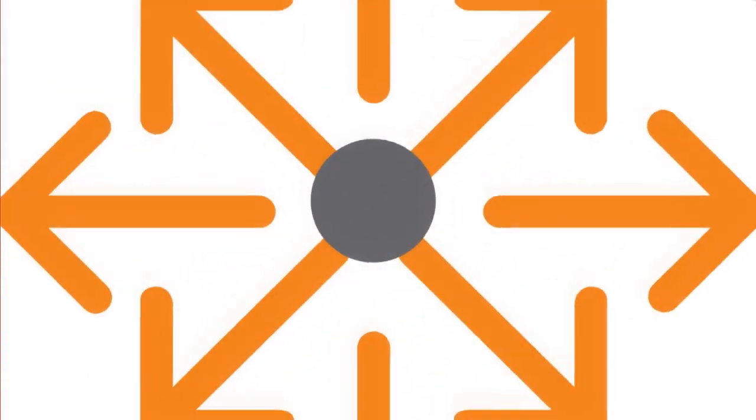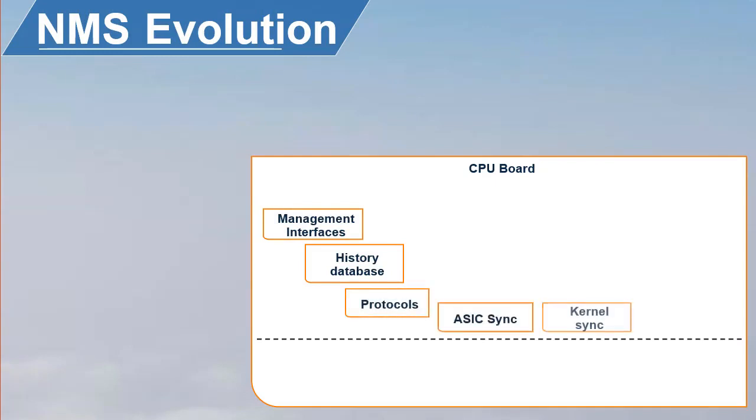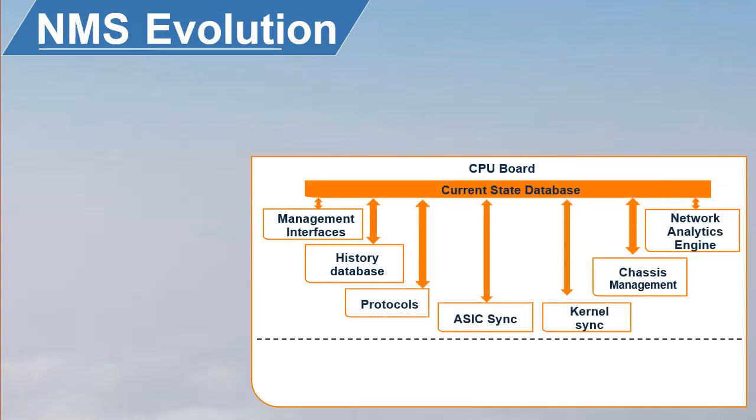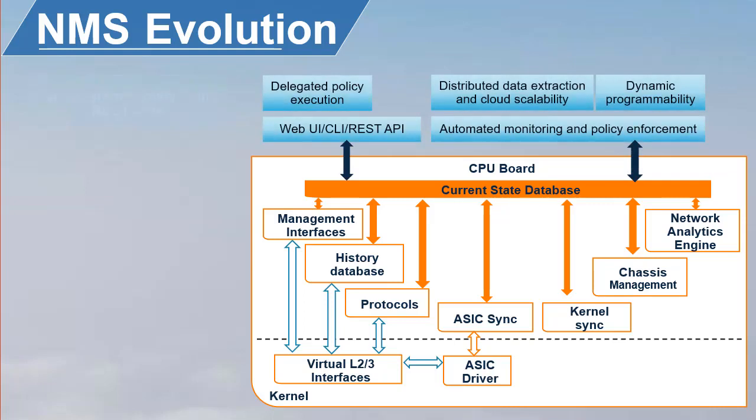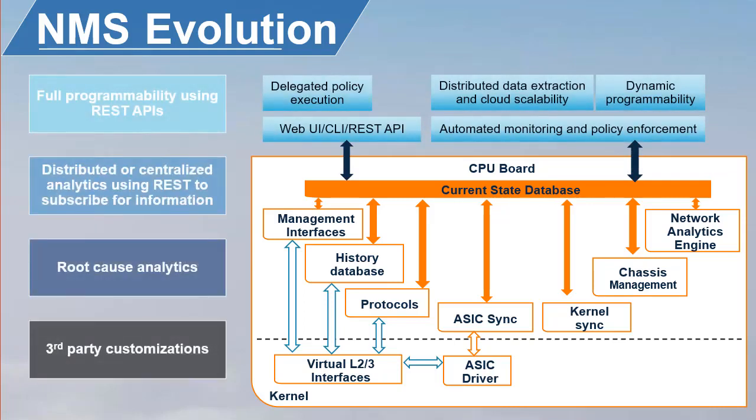Check it out. By zooming in on one of these switches, inside you have a CPU board and kernel with all management, history, and protocol and network analytics based around a stateful database. Of course, you have high-speed communications down to the application-specific integrated circuits, or ASIC hardware, for network connectivity. Now here's the cool thing. You can access all this modern internal architecture using the same command line and graphical interfaces you know and love, but are also ready to take advantage of that REST API for cloud-like services, automation, and more.